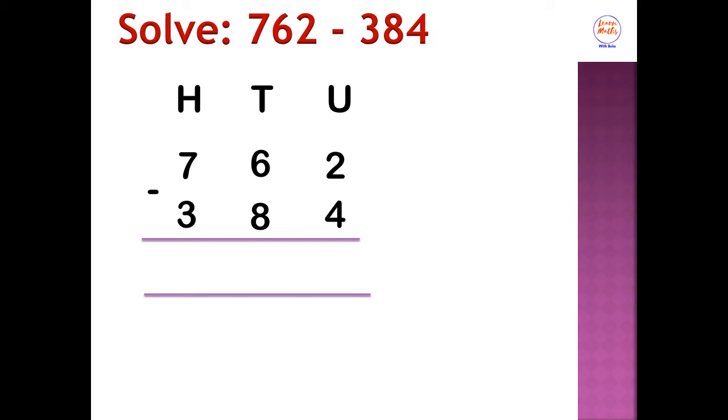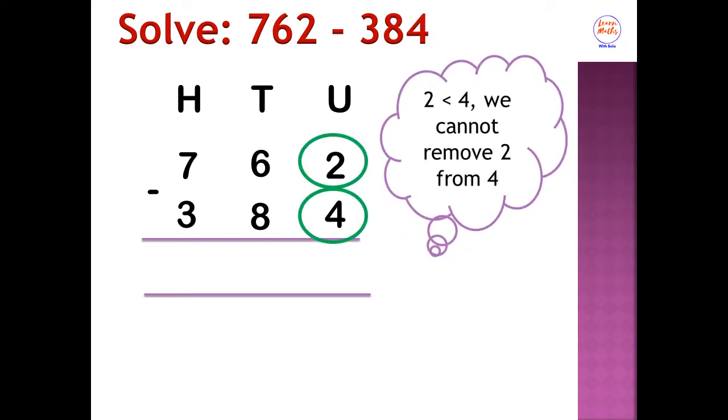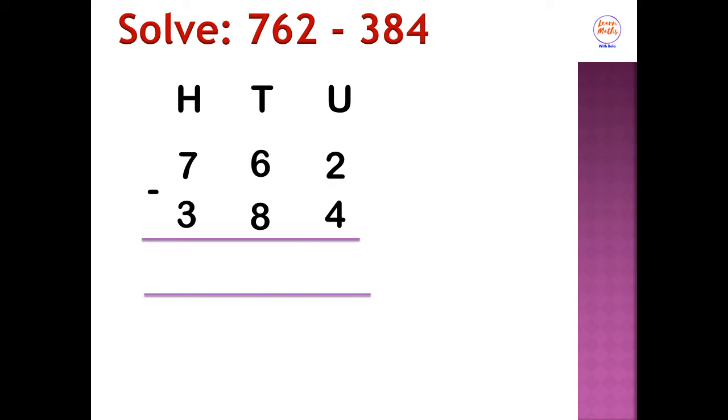Let's solve it together. We have 2 and 4. 2 is less than 4. We cannot remove 2 from 4. So you go to 6, and we borrow 1 from 6, which will have 5 left. Then we'll put the 1 in front of 2.